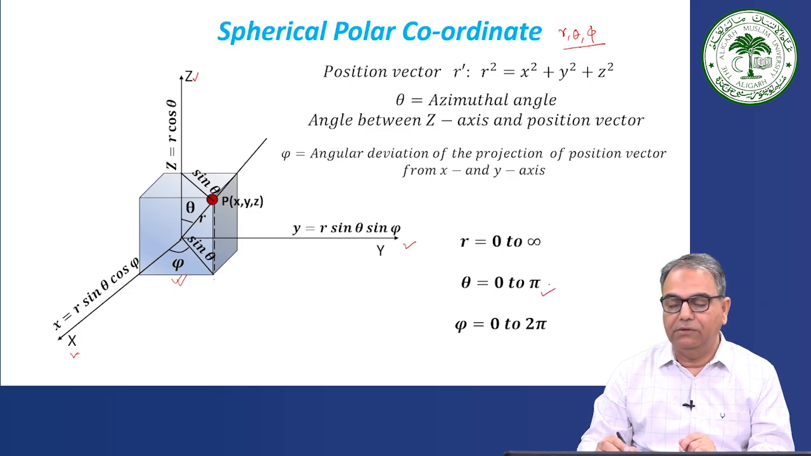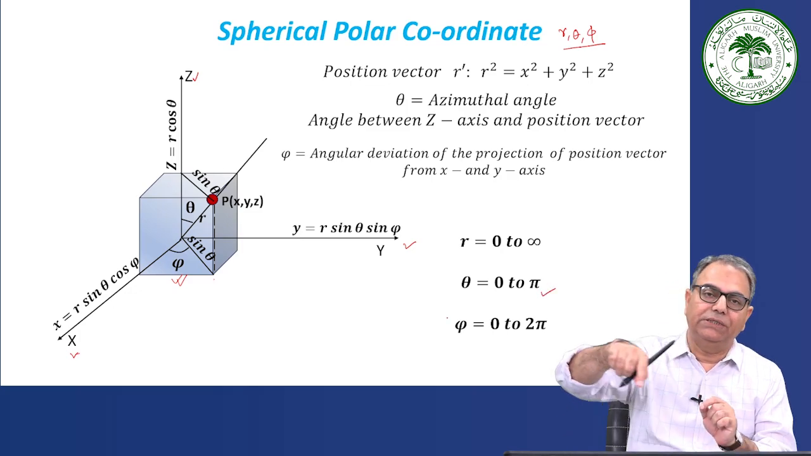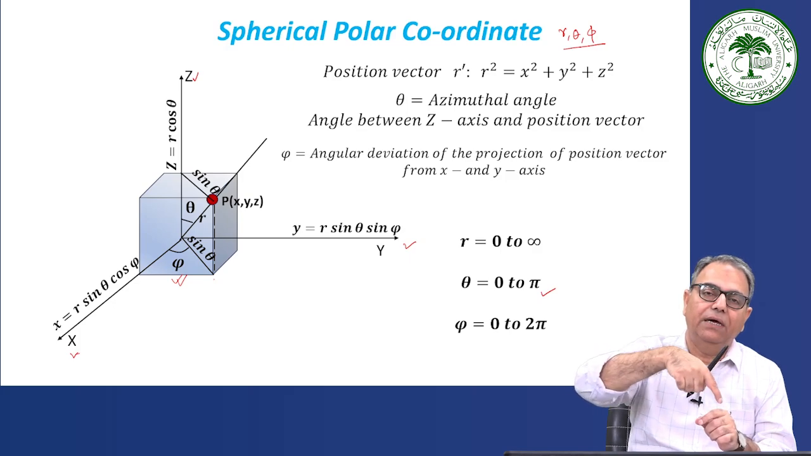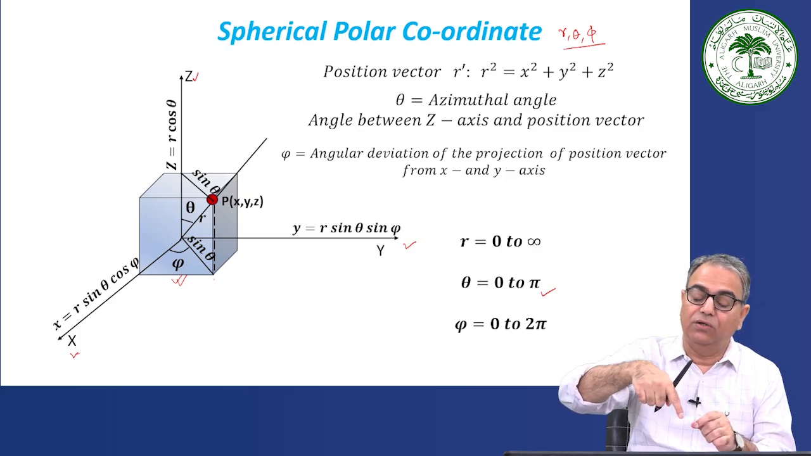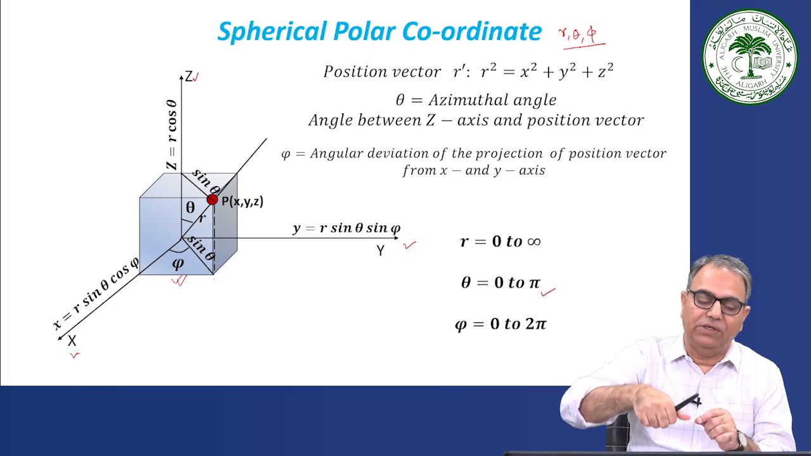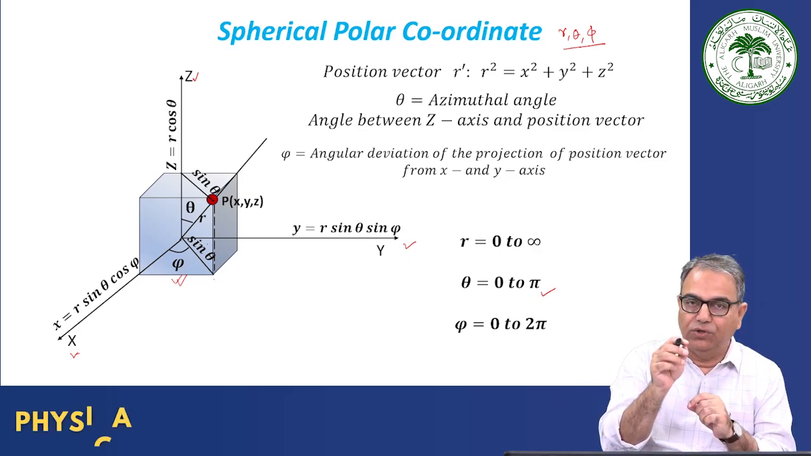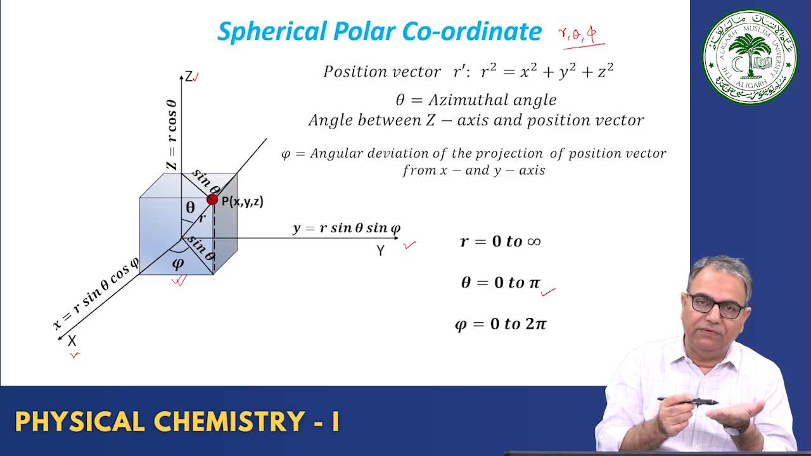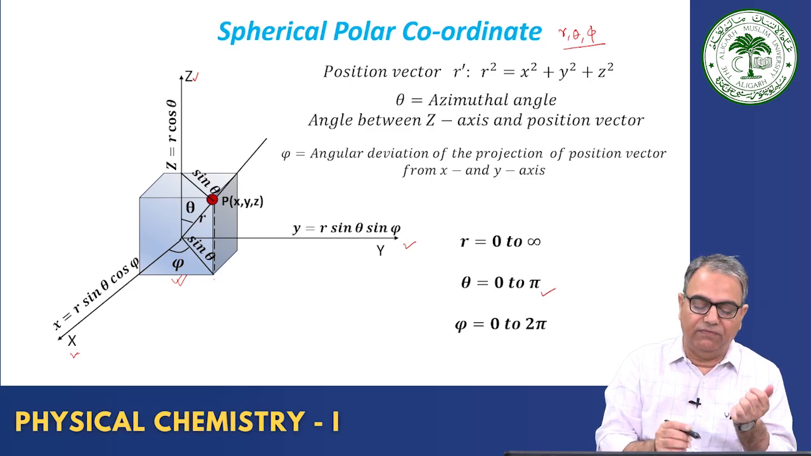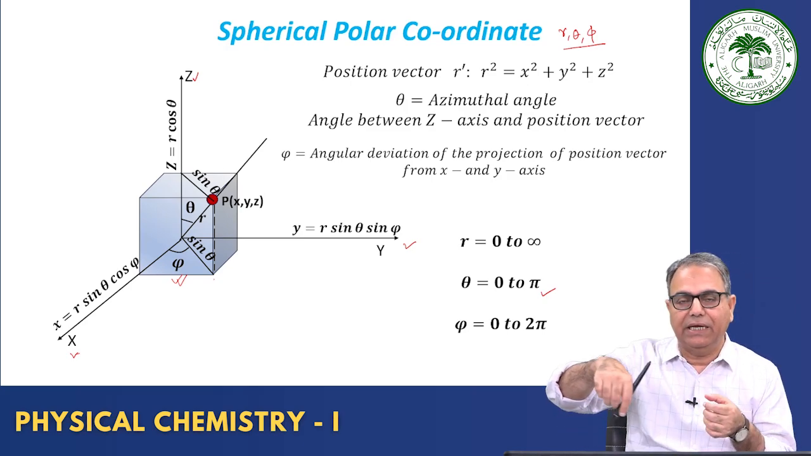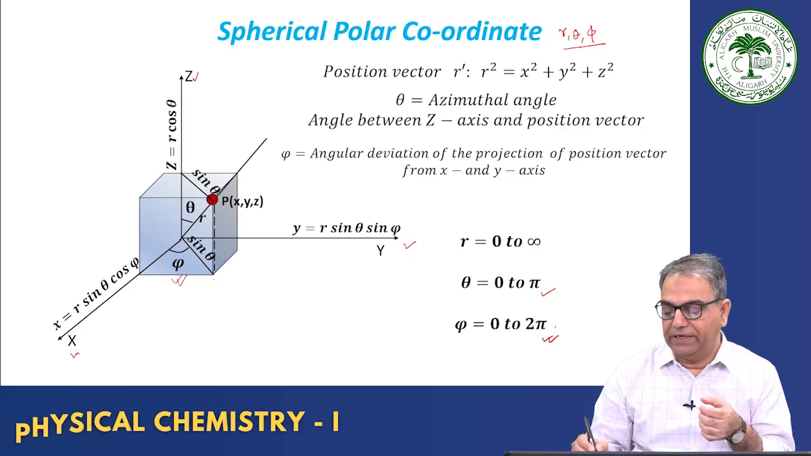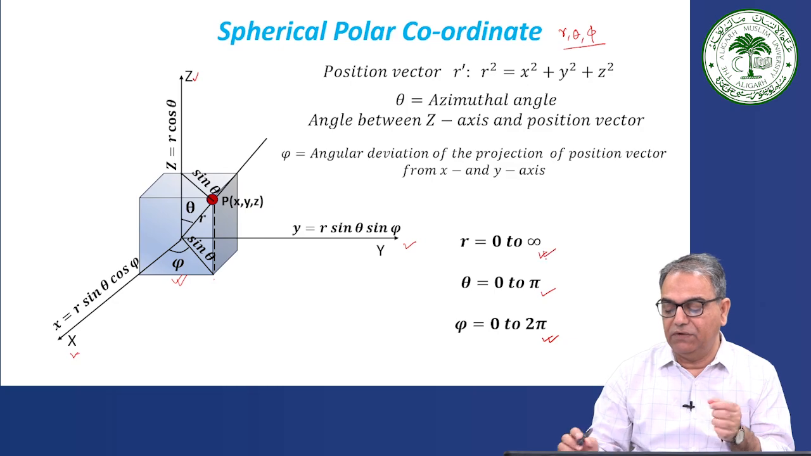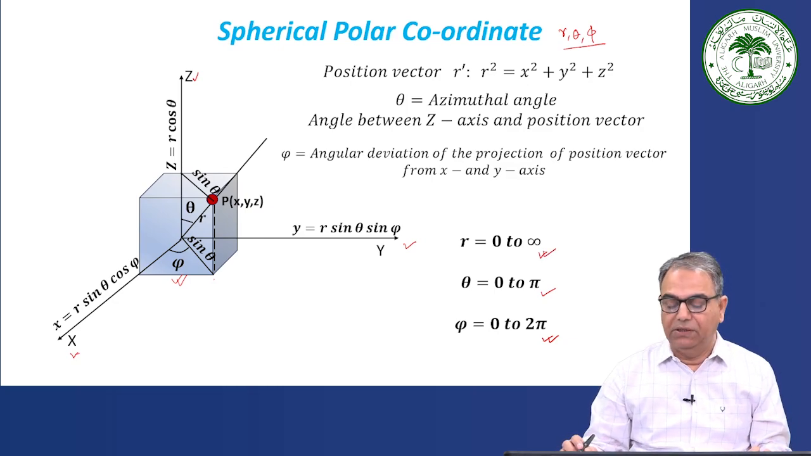Okay, and phi could vary from 0 to 2 pi, because it is the angle in the xy plane. If you drop a perpendicular from the particle onto the xy plane and then join that point with the origin, whatever angle this projection makes with the x axis is called the phi angle. So phi is an angle in the xy plane, so it is from 0 to 2 pi. So the range of r is 0 to infinity, the range of theta is 0 to pi, and the range of phi is 0 to 2 pi.